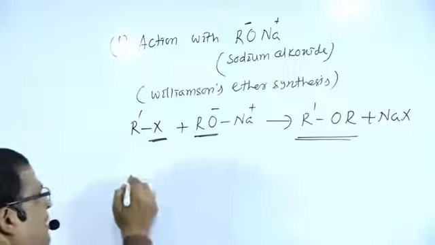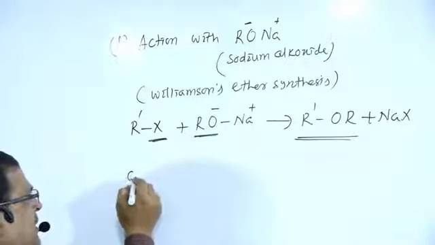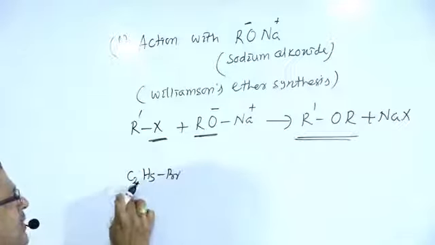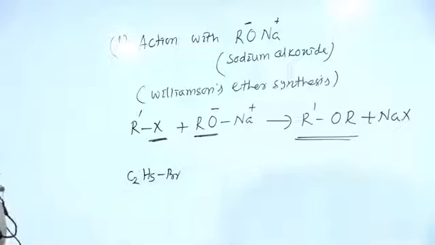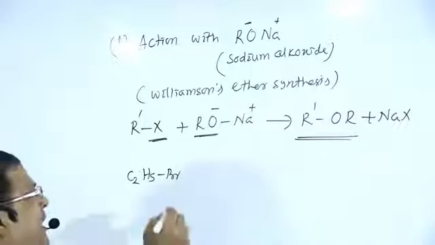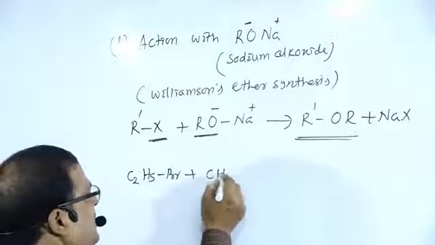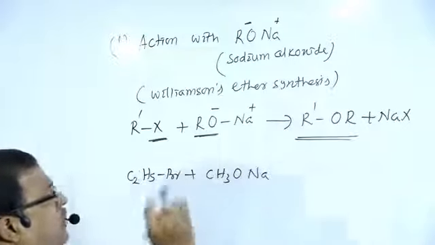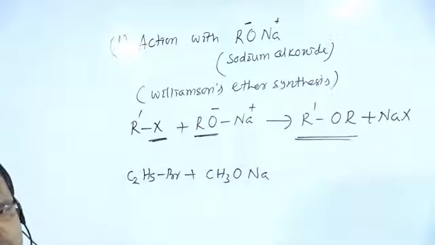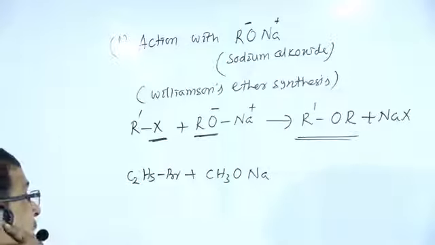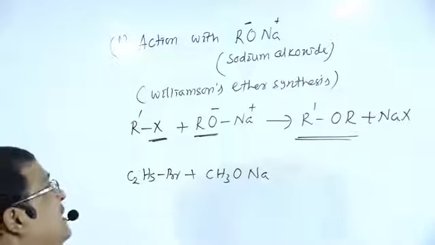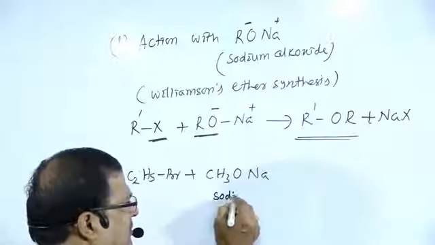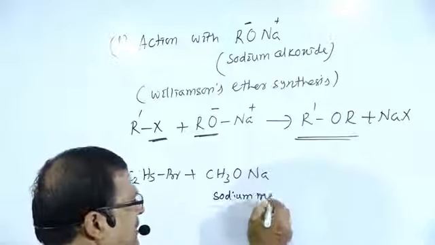For example, C2H5Br, that is ethyl bromide, is treated with CH3ONa. What is the name of this one? RONa is the formula for sodium alkoxide. So CH3ONa is sodium methoxide.